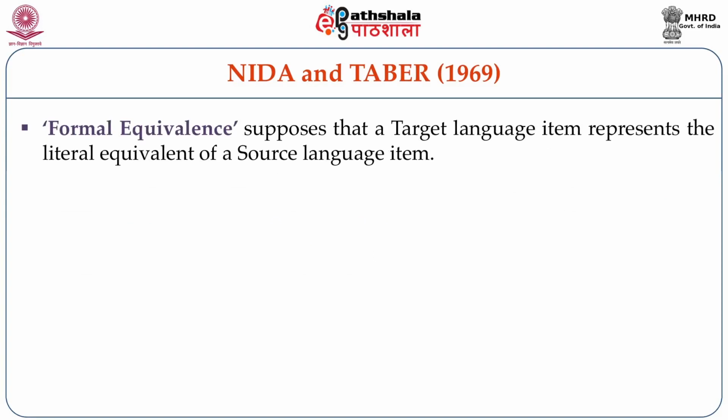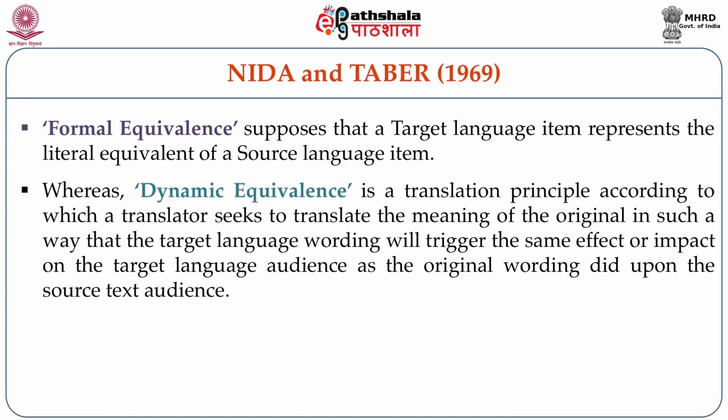Formal equivalence supposes that a target language item represents the literal equivalent of a source language item, whereas dynamic equivalence is a translation principle according to which a translator seeks to translate the meaning of the original in such a way that the target language wording will trigger the same effect or impact on the target language audience as the original wording did upon the source text audience.